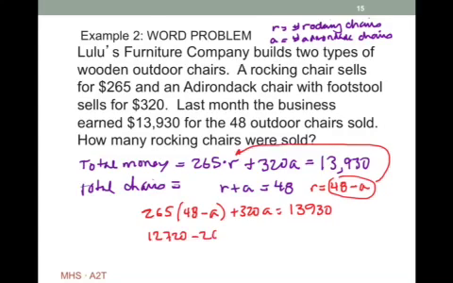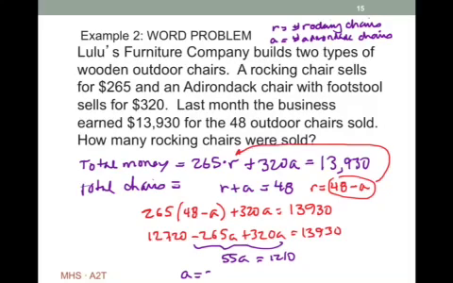I distribute the 265, and now I'm just in the simplifying process. Calculator is going to be handy, working through these. I simplify my A terms. 55A equals 1210, or A is 22. So I sold 22 Adirondack chairs.